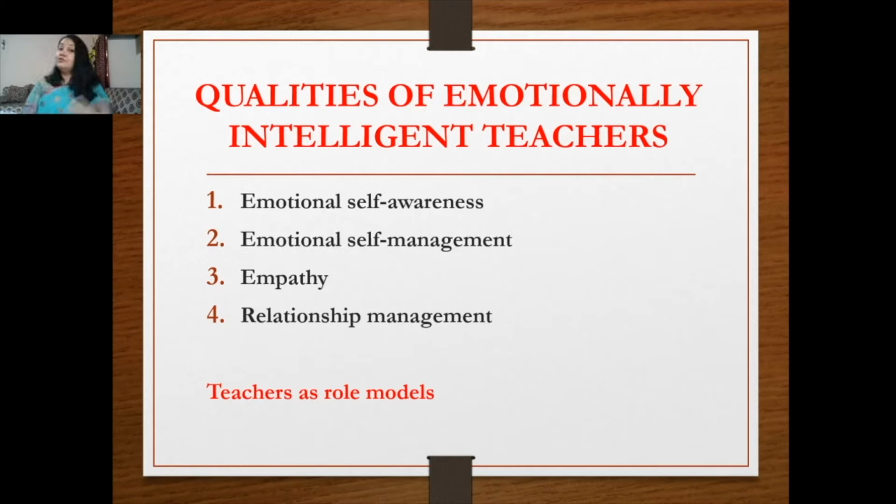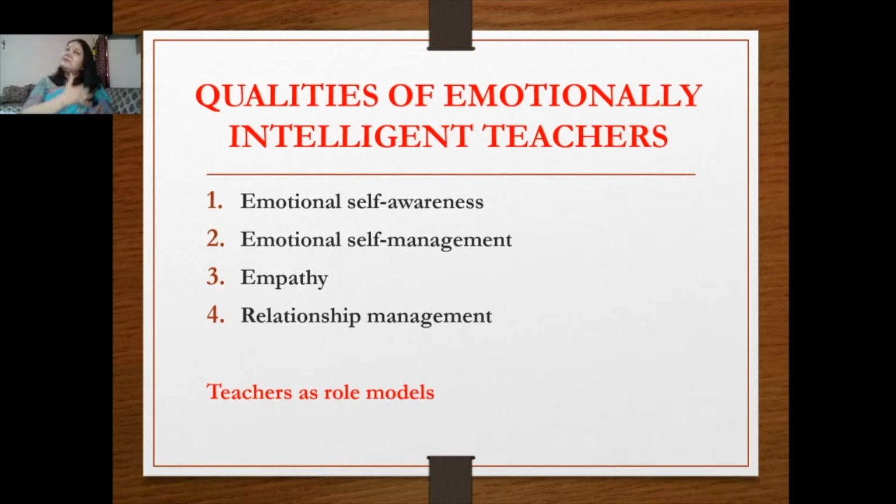Then they are able to resolve their conflicts because they know that relationships are important, and it's very healthy to resolve your conflicts in an amicable way. So they invest a lot of effort in maintaining their relationships. So in a way, as you can see, the qualities of emotionally intelligent teachers are these four: emotional self-awareness, emotional self-management, empathy, and relationship management.